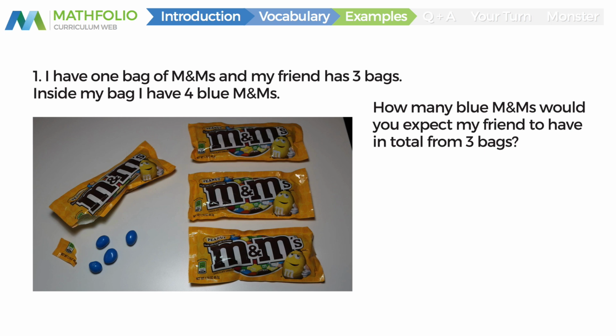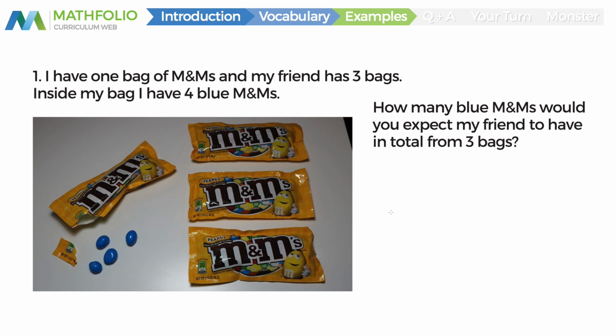Okay, so here is the first example. I've got one bag of M&Ms and my friend has 3 bags. Inside my bag, I have 4 blue M&Ms. How many blue M&Ms would you expect your friend to have in total from 3 bags? Well, we're going to make assumptions here. We're basically assuming that the mixture of different colors in each bag is pretty much the same, which might be a fair assumption. I don't know how their factory works. We're going to assume that it's roughly the same.